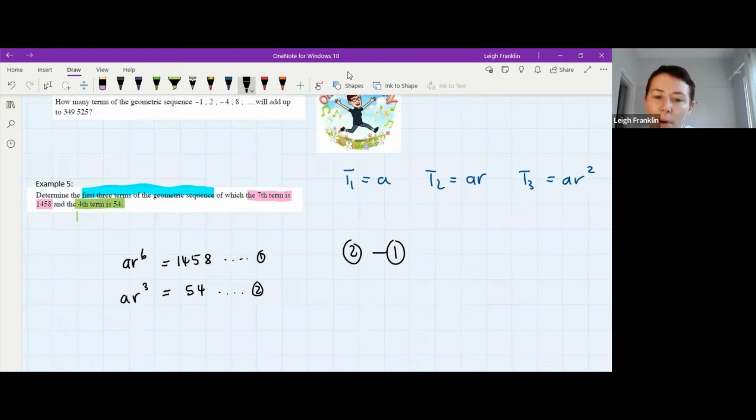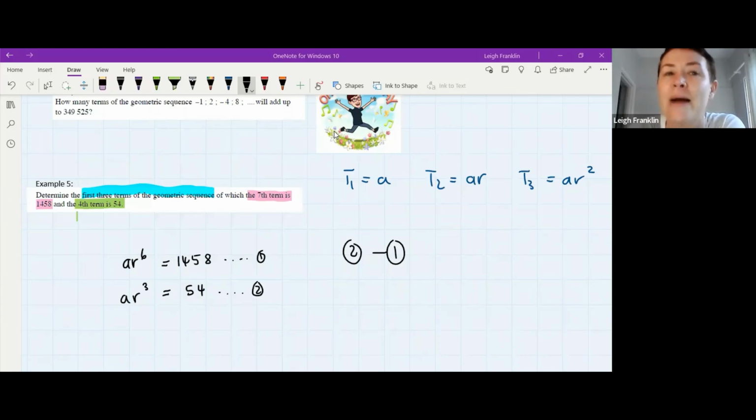Somebody else put their hand up as well. Who had a hand up? Okay. So I'm going to say equation 1 divided by equation 2. Hey, there we go. Who's talking? Zamampile. Well done. Okay, so we cannot subtract, because AR to the power of 3 and AR to the power of 6 are not like terms. So we cannot subtract.